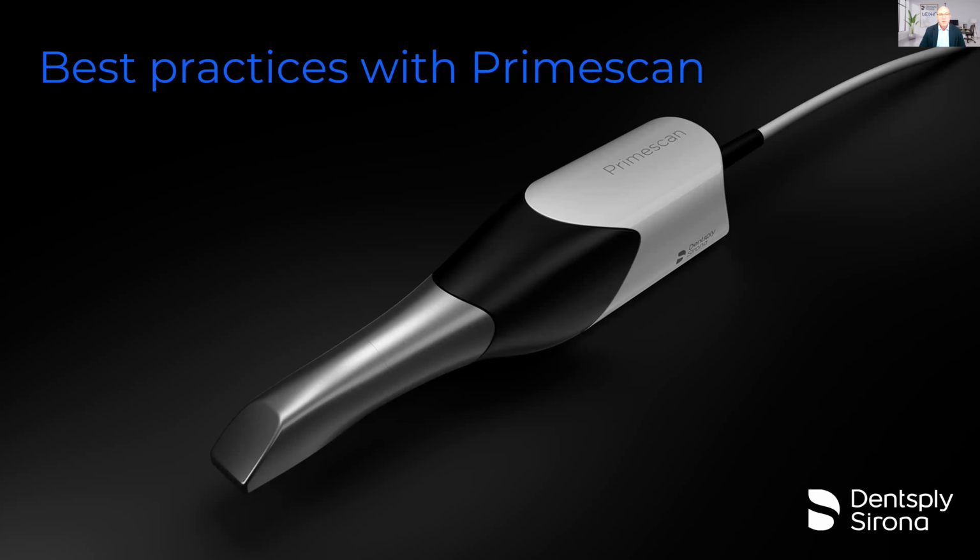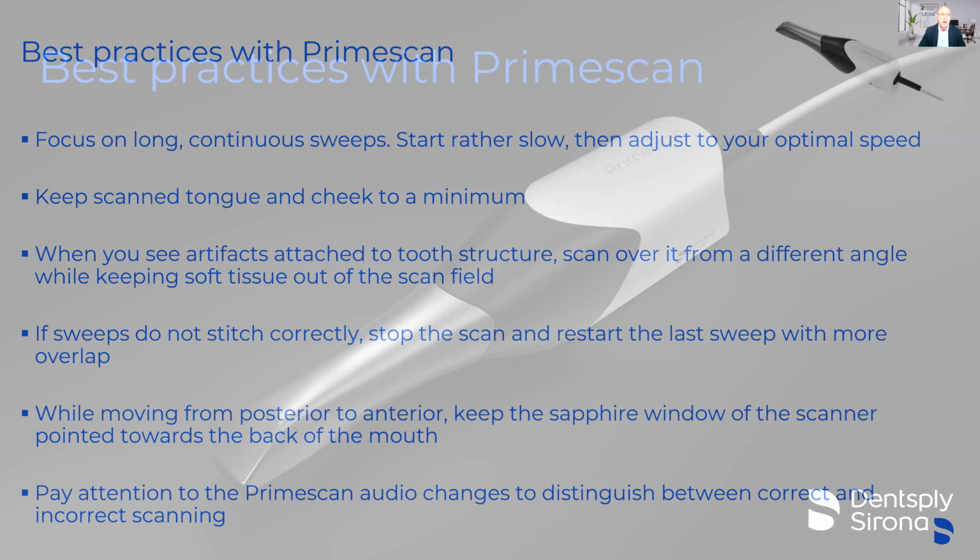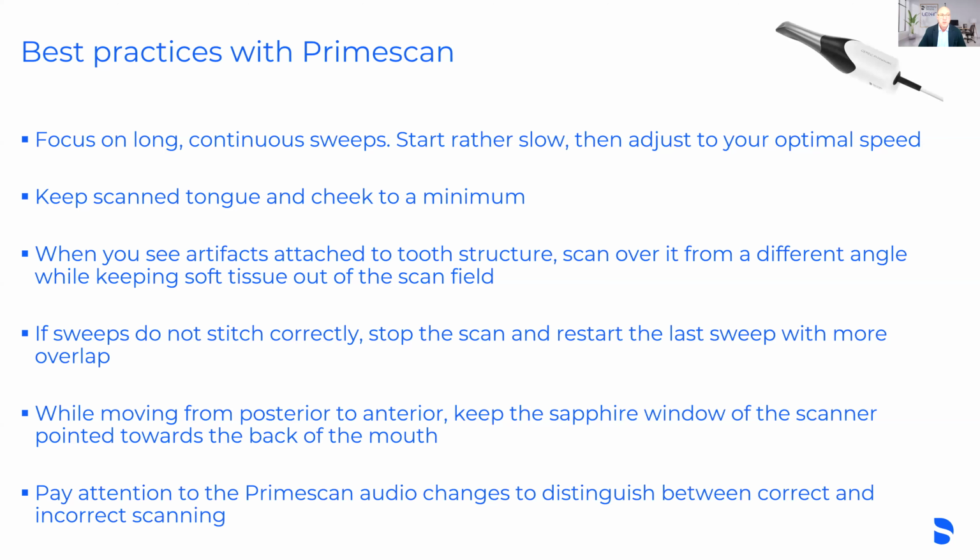So let's talk a little bit about the best practices with PrimeScan and what you can be doing to get better outcomes. So with PrimeScan, you want to make sure that you're focusing on long continuous sweeps. So you can start rather slow, and then you're going to adjust to an optimal speed. As you get more comfortable scanning with PrimeScan, you're going to find that the rhythm or how fast you scan will speed up. But you want to make sure that you have a tempo. It's almost like a tempo when you're scanning with PrimeScan.